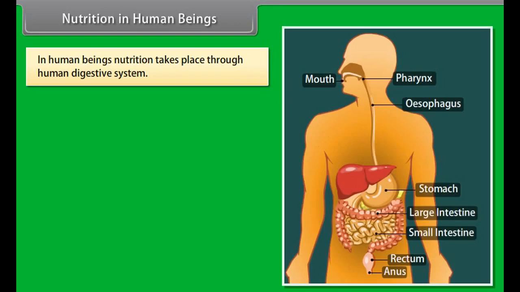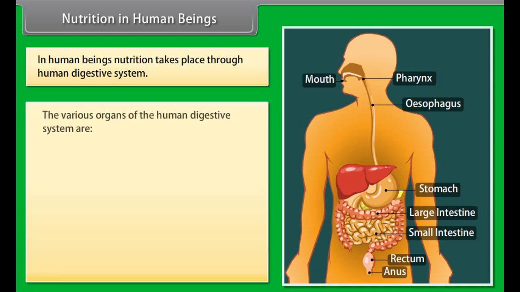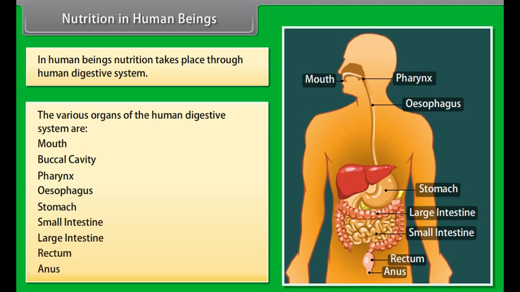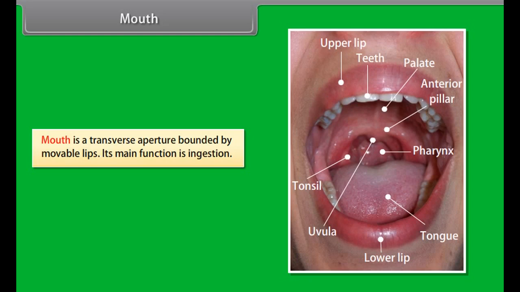Nutrition in human beings. In human beings, nutrition takes place through human digestive system. The various organs of the human digestive system are mouth, buccal cavity, pharynx, esophagus, stomach, small intestine, large intestine, rectum, anus. Mouth. Mouth is a transverse aperture bounded by movable lips. Its main function is ingestion.